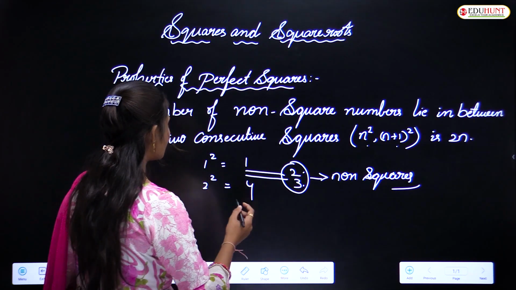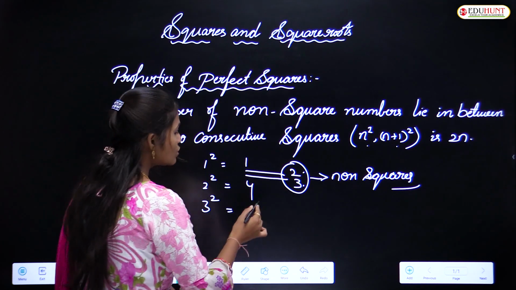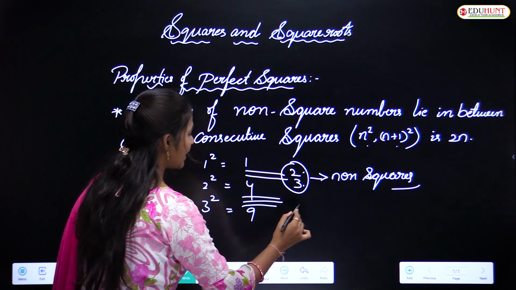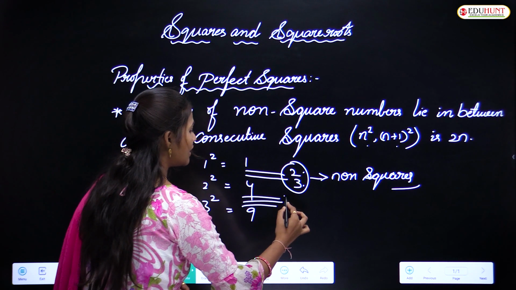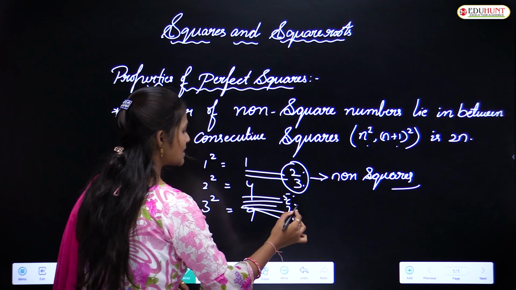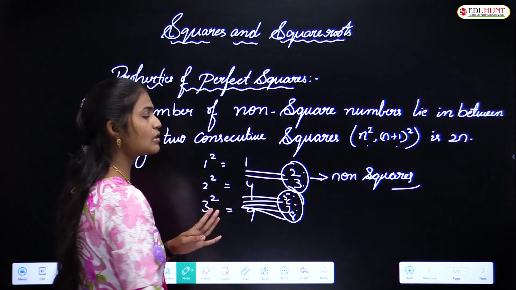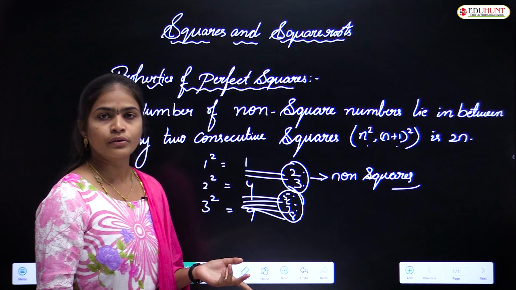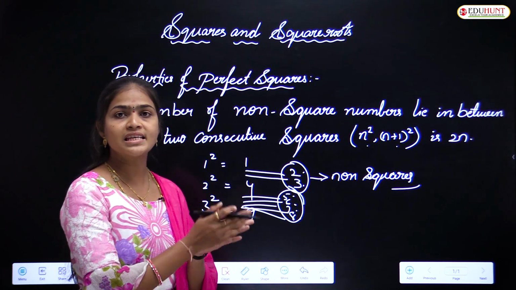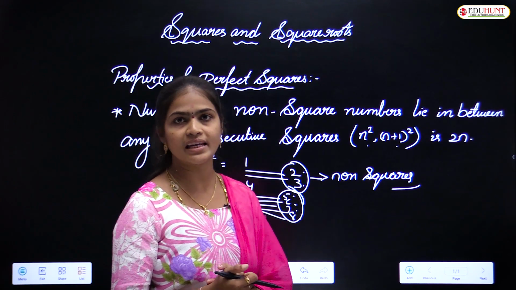Not only these two, we have some others also. Next, 3 squared is equal to 9. So in between 4 and 9, how many numbers are there? 5, 6, 7, 8. Here we have 4 numbers. These 4 are also non-squares only. So the numbers which lie in between any two squares, we call them non-square numbers.